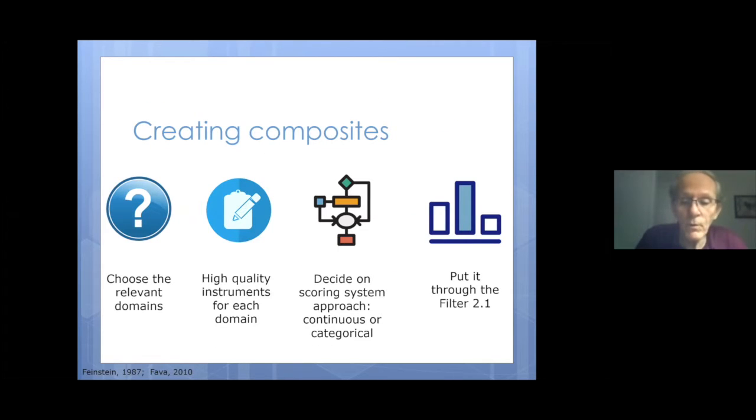Today we will go through what we believe are the 4 steps involved in creating a good composite. First, choosing the relevant domains. Second, getting a high-quality instrument for each domain. Third, deciding on a scoring approach. And finally, putting the composite through filter 2.1. We will go through these steps one at a time using CDI as an exemplar.